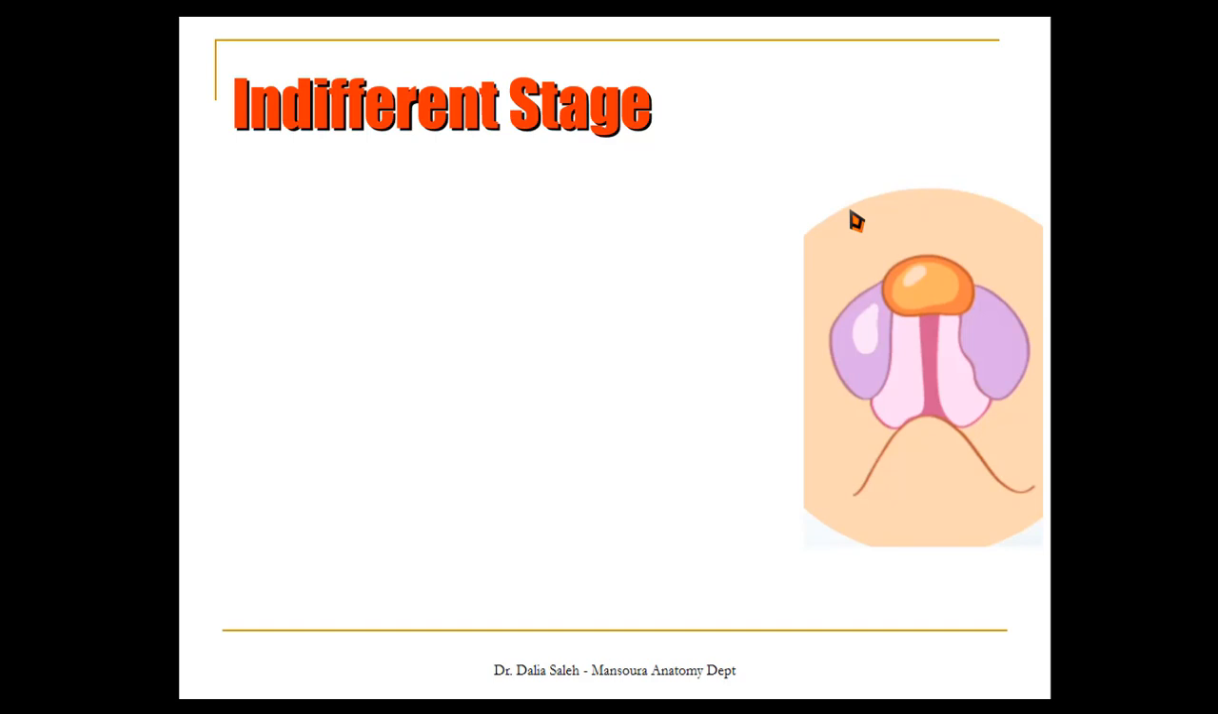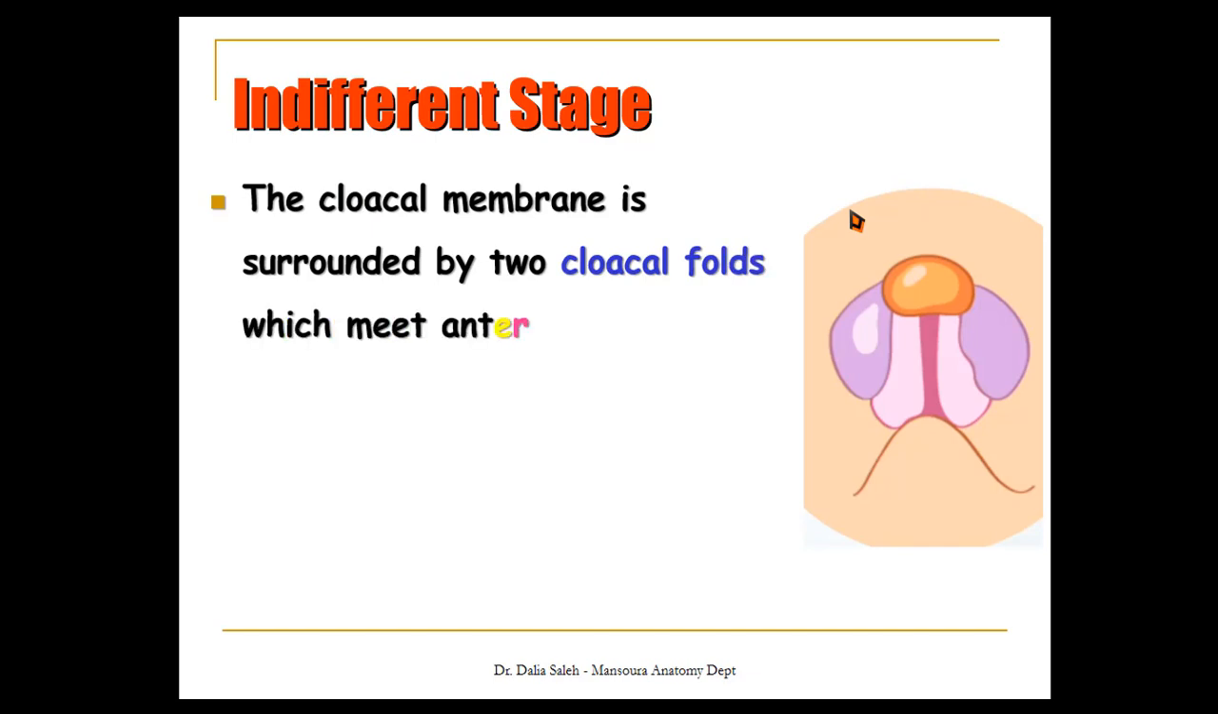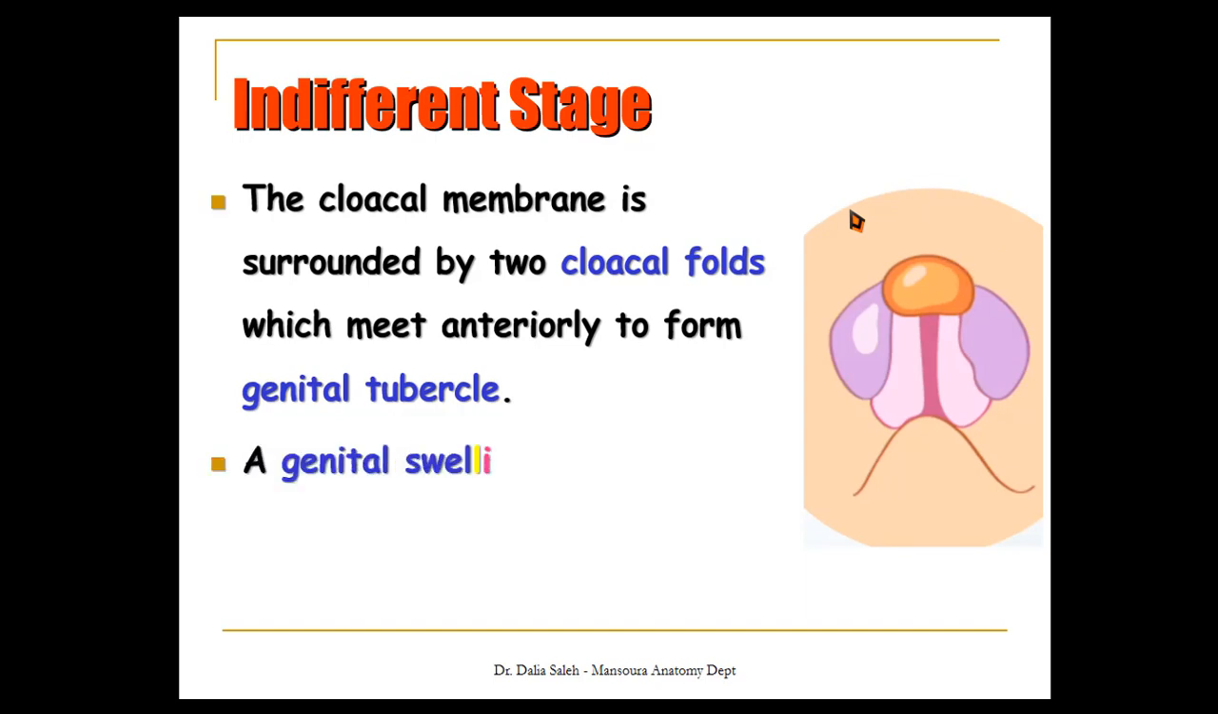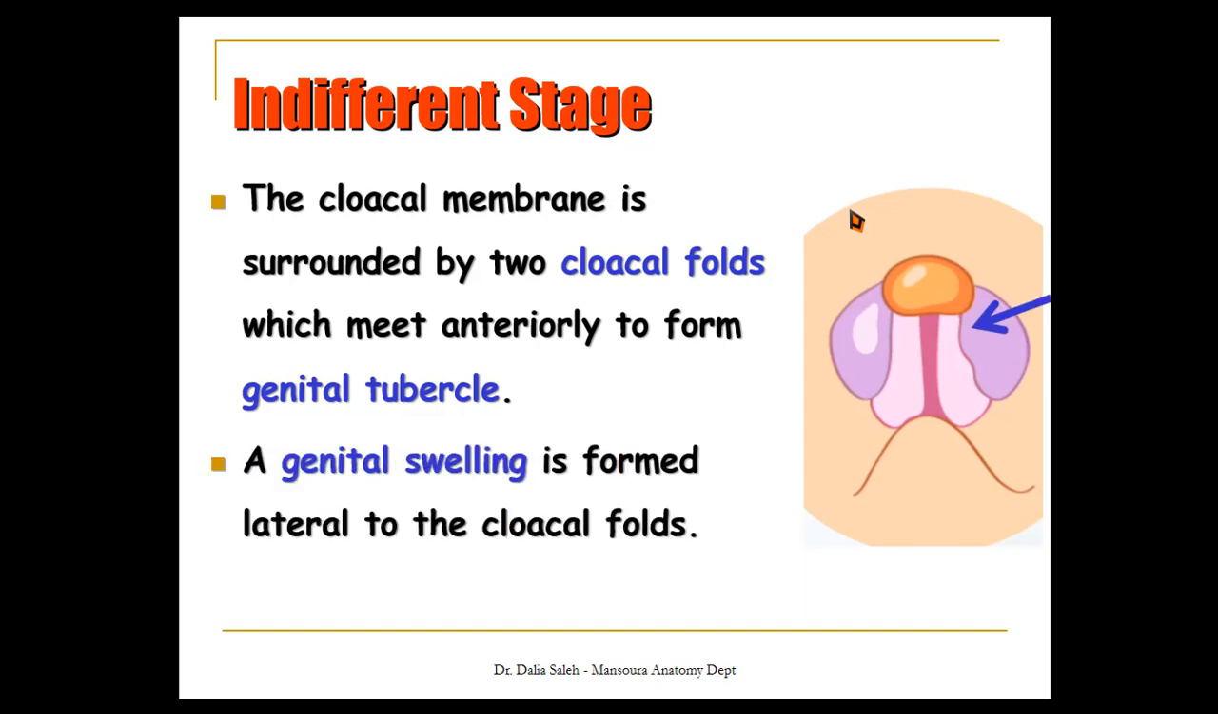So, for the external genital organs, in the indifferent stage, the cloacal membrane is surrounded by two folds of mesoderm called cloacal folds, which meet anteriorly to form a tubercle called the genital tubercle. On each side of the cloacal folds, two swellings appear. They are called the genital swellings. This appearance can be seen both in male and in female in the indifferent stage, where you cannot discriminate between male and female at this stage.